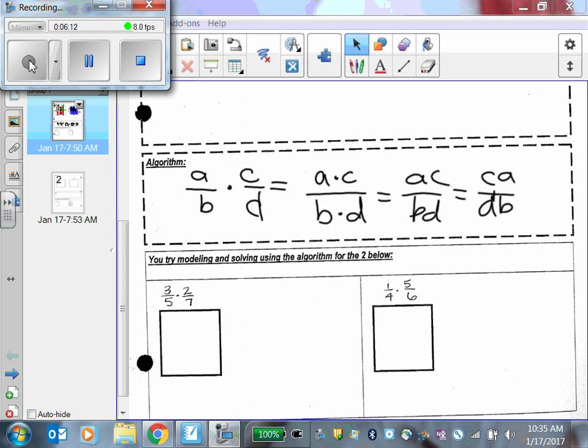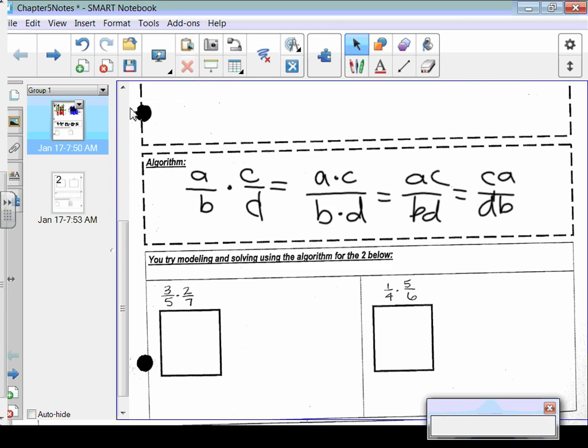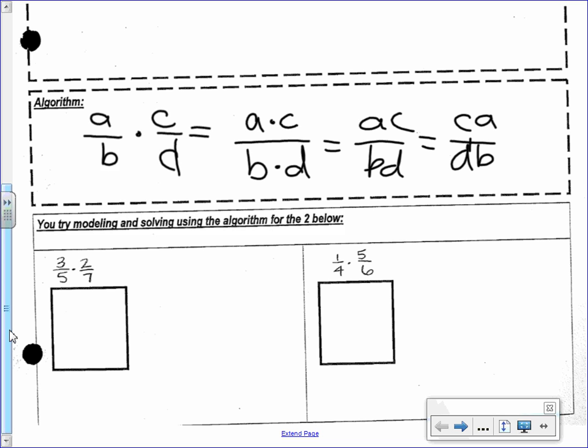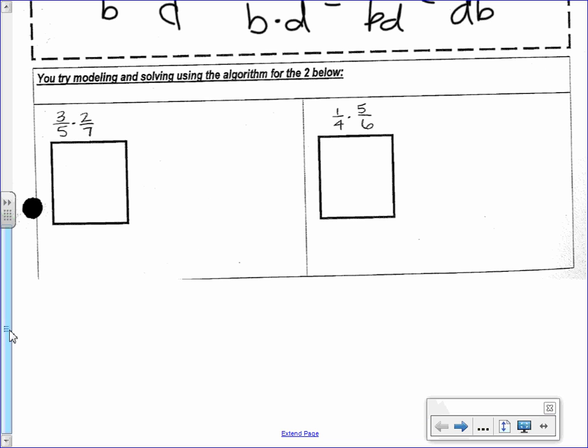Let's go over the modeling because that seems to be tripping some people up. All right, so in this band you have 2 sevens, so you automatically should have split this into sevens, which only requires 6 lines. And I would have shaded in 2 of them. And then they're buying 3/5 of it, so I would split it into fifths.